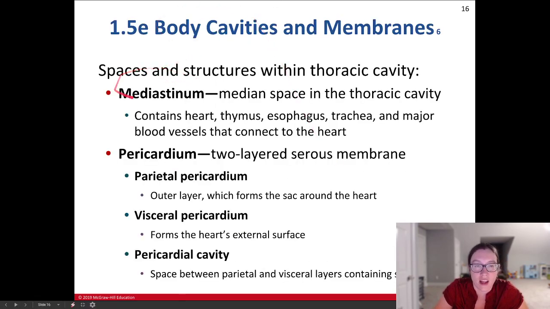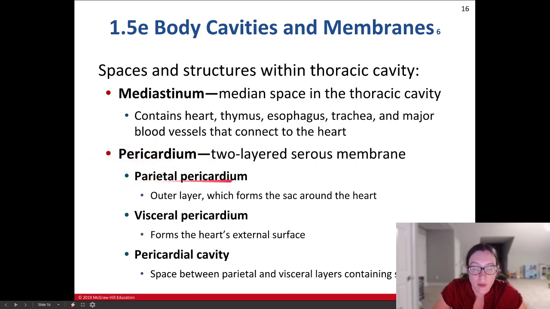So the mediastinum, once again, is that median middle space in the thoracic cavity. And the pericardium is going to be specifically the subcavity that surrounds and houses the heart. So peri means around, cardium means heart. So pericardium, it's around the heart.